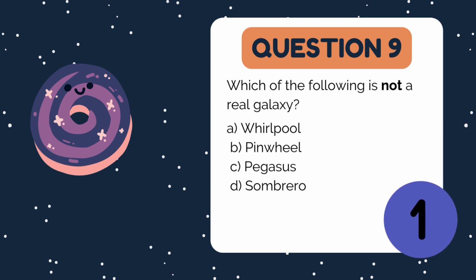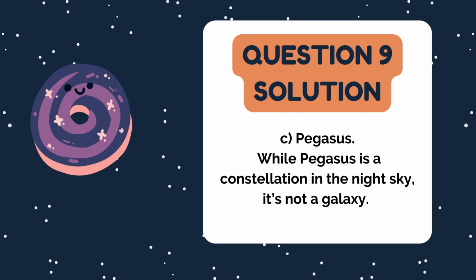The correct answer is C. Pegasus. While Pegasus is a constellation in the night sky, it's not a galaxy. The other three, Whirlpool, Pinwheel, and Sombrero, are all names of well-known galaxies.